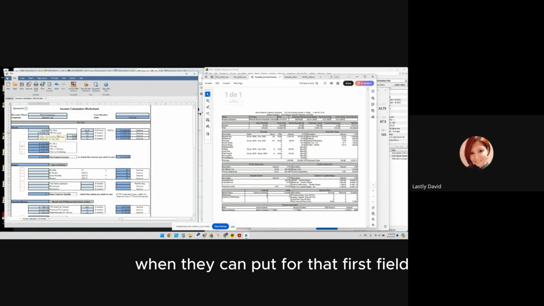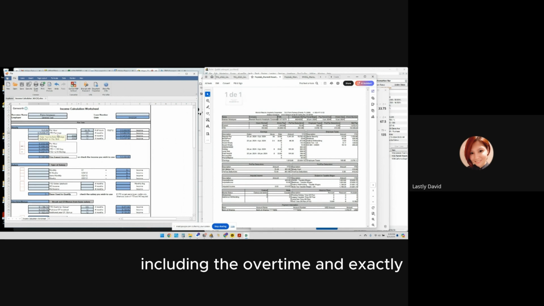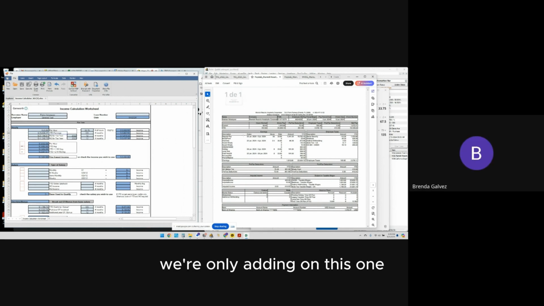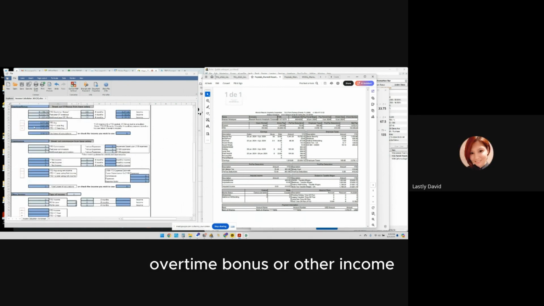Brenda, again, for that first field, you have to input all the income, including the overtime and sick leave. Exactly. On this one? Yes, for the year to date. So for the year to date, we're only adding regular pay, holiday, sick, pay time off, and that's it. So any breaks, any overtime, any double pay, those are going to be considered part of this section, overtime, bonus, or other income.